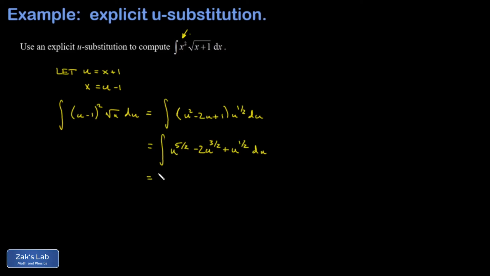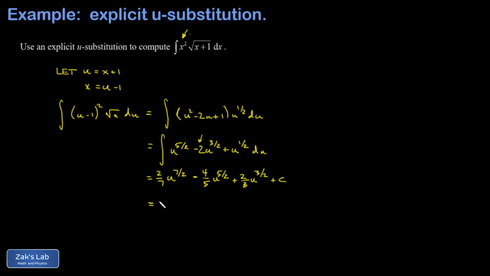So we're adding 1 to the exponent and dividing by the resulting number. In the first term, this gives me u to the 7/2 divided by 7/2, which is the same as multiplying by 2/7. In the next term, I get u to the 5/2 divided by 5/2, which is the same as multiplying by 2/5. And I'm going to combine that with the 2 that was already there, and I get a minus 4/5 u to the 5/2. And finally, I get u to the 3/2 times 2/3. And we have our arbitrary constant plus c.